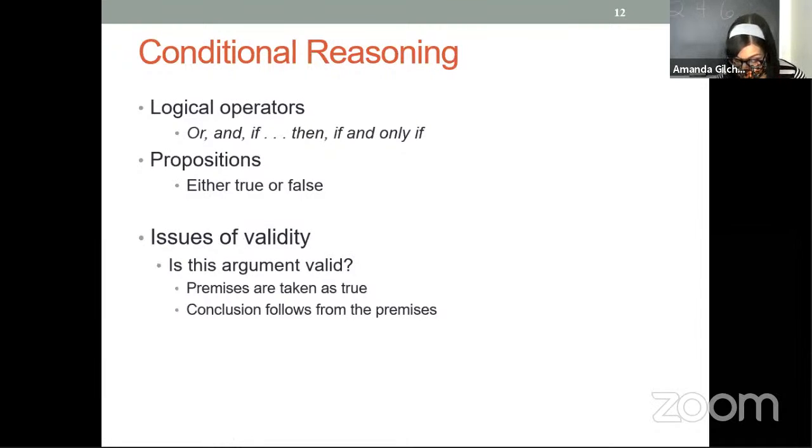So for example, this is from your textbook. If it rained, the road is wet. So this is a proposition that is either going to be true or it's going to be false. Now here's where deductive reasoning gets a little bit difficult to parse.